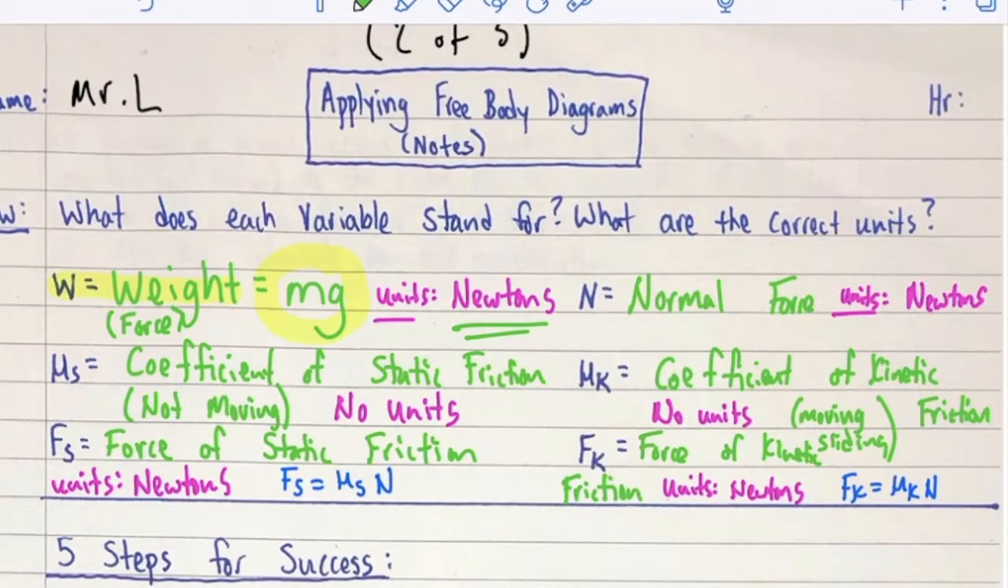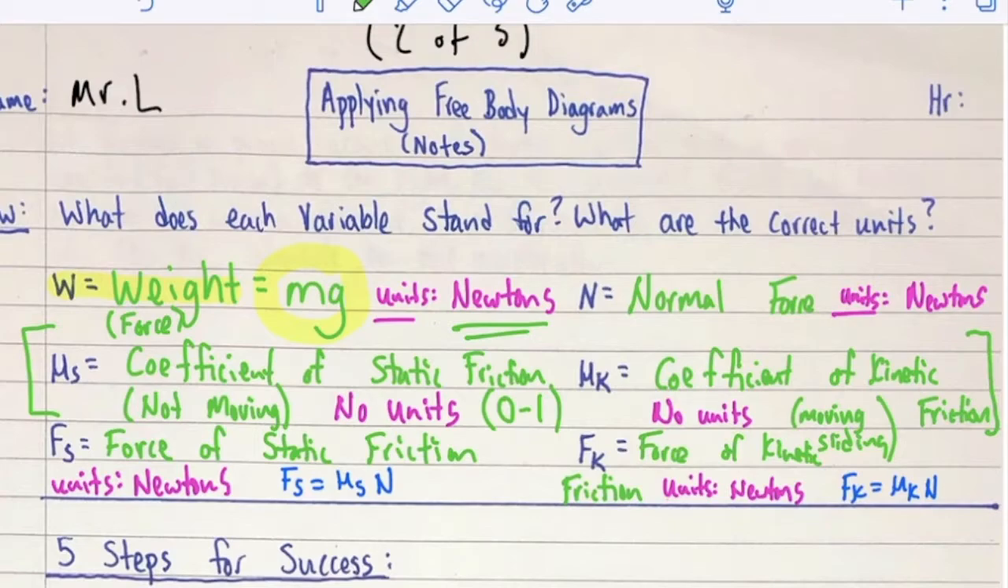The one part that people always confuse, just because it's a new concept, is the coefficients. Mu sub s stands for the coefficient of static friction, and that's just a number between 0 and 1. Since it's not a force, it's a coefficient, it has no units. Same for mu k, the coefficient of kinetic friction, no units, and kinetic just means it's moving or sliding.